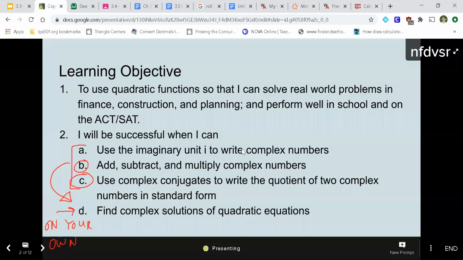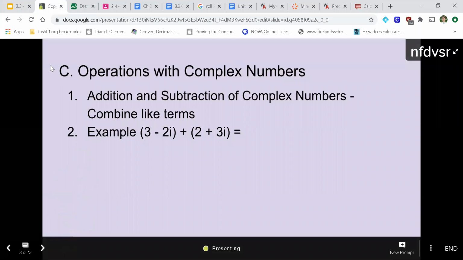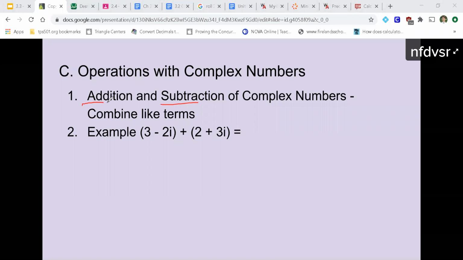All right, let's get to it. As I said, the first thing we're doing is just adding, subtracting, multiplying. Adding and subtracting is easy peasy lemon squeezy. If you want to add or subtract complex numbers, all you have to do is combine like terms.